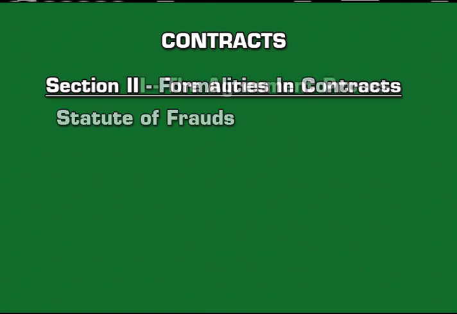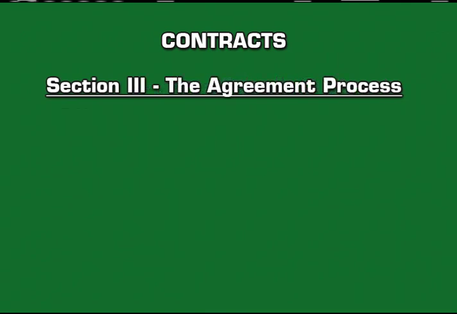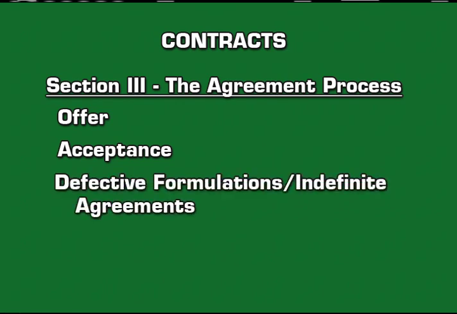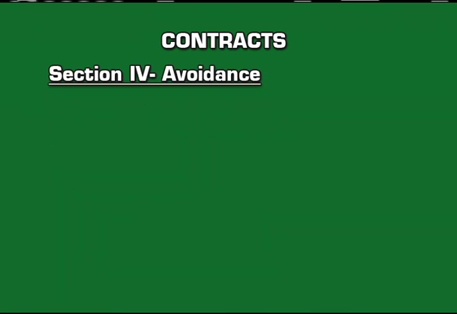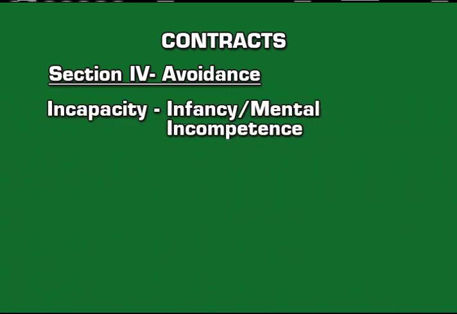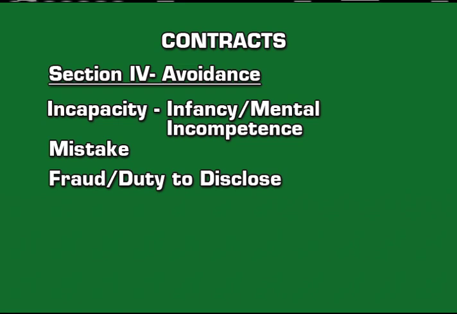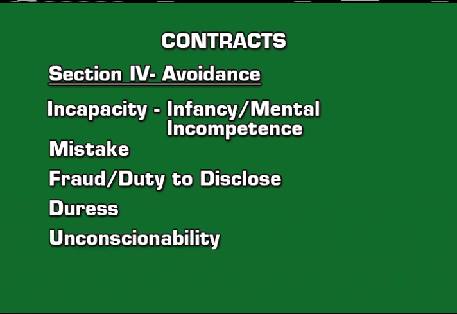From there, we will talk about the agreement process, offer, acceptance, and then take a look at when there is defective formulation or there are indefinite agreements. Our next section is avoidance of contracts. We will look at things like incapacity, meaning infancy, mental incompetency. We'll take a look at what happens when there's a mistake, fraud, the duty to disclose, duress, unconscionability, and illegality.